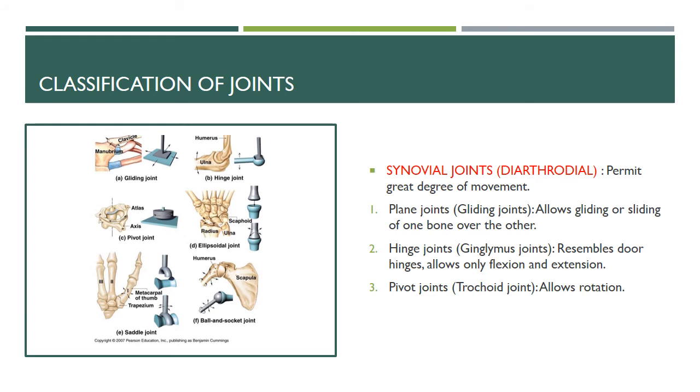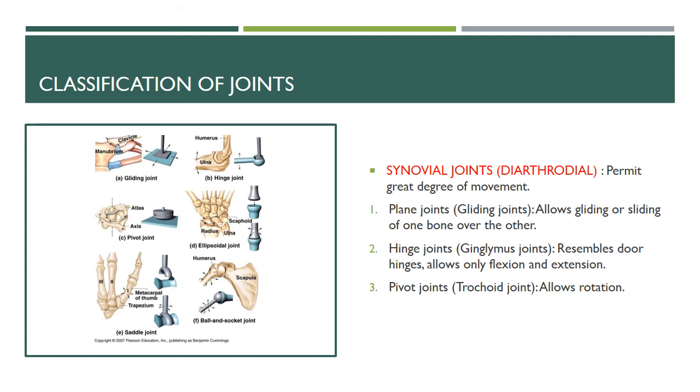Next is a hinge joint. Hinge joint resembles door hinges and allows only flexion and extension. It occurs in elbow, ankle, and interphalangeal joints.